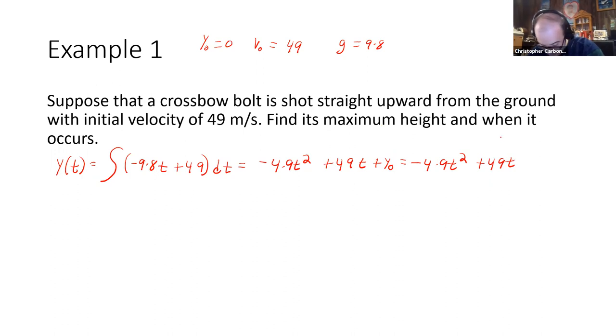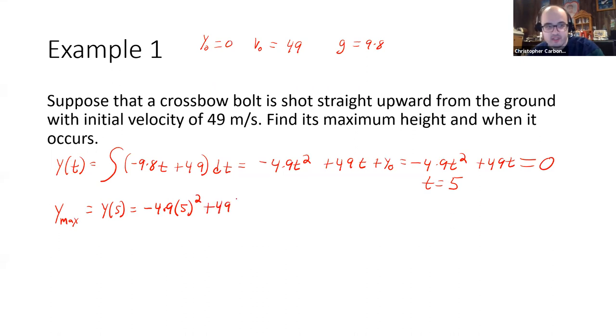To obtain the maximum height, we need to set the derivative equal to 0. Doing so, when we subtract, divide, and whatnot, we would obtain a value for t where the maximum is at 5 seconds. To find that specific maximum height, we need to take y of 5. That will make negative 4.9 times 5 squared plus 49 times 5. Doing so, this will give us a value of 122.5 meters.